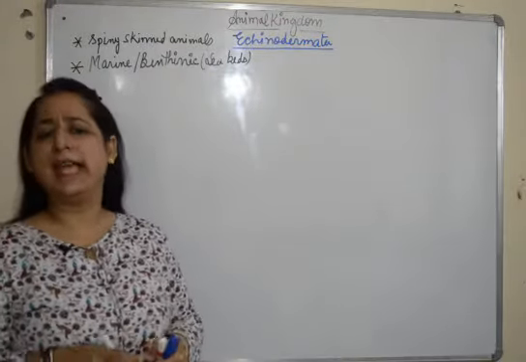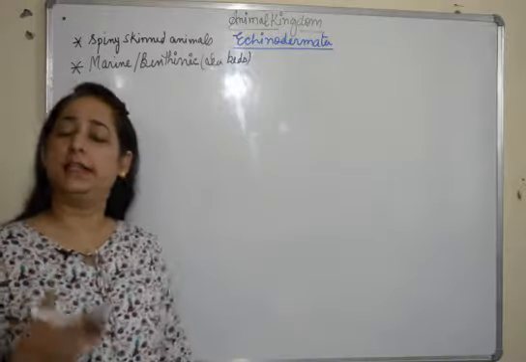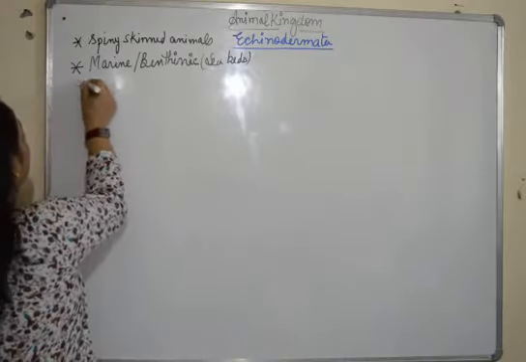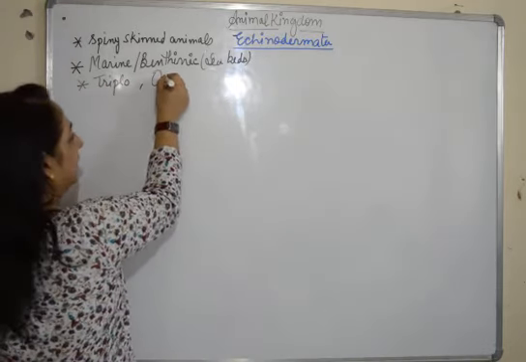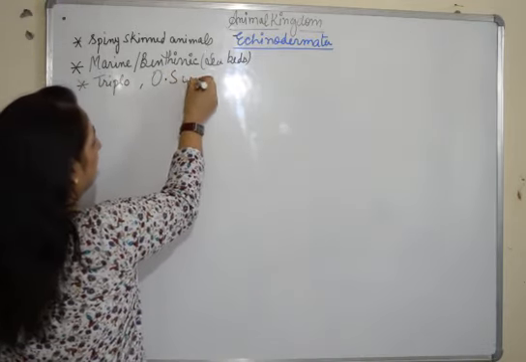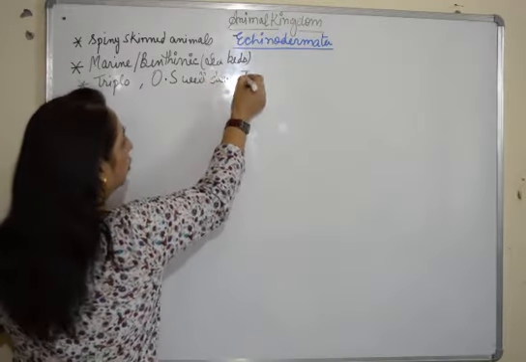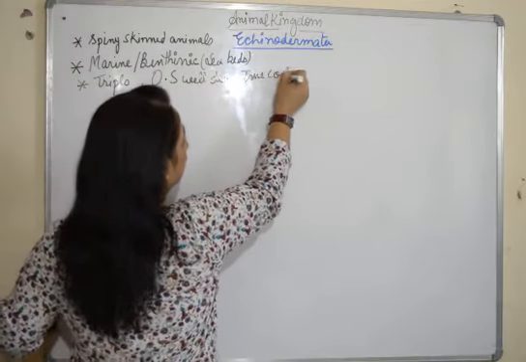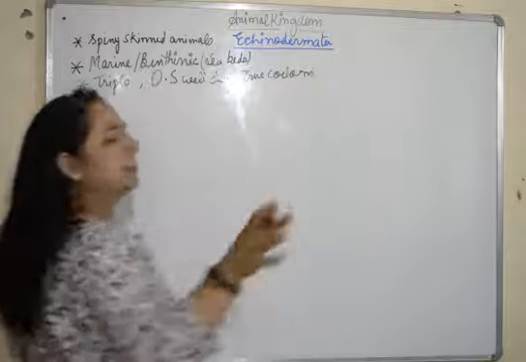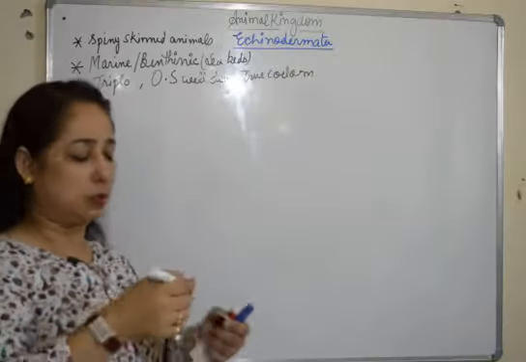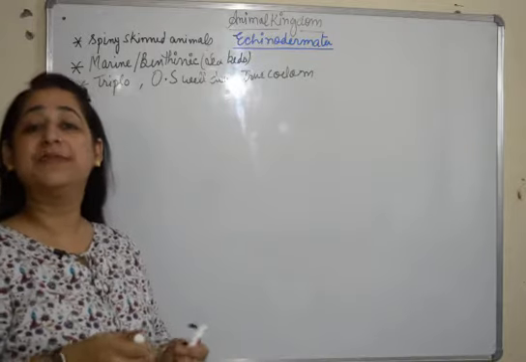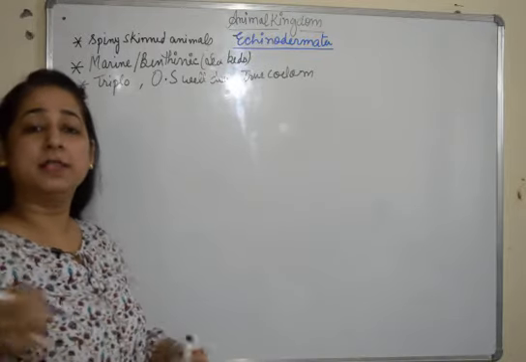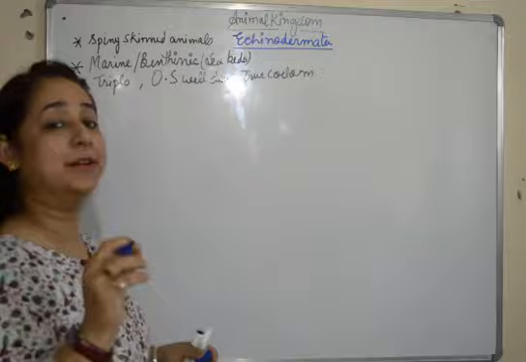Now the general characters: they are triploblastic. I'll just write it down. They are triploblastic. They have well developed organ systems. They have a true coelom. So these general characters remain common for almost all the higher phyla. Now we are going to talk about specific systems and specific important characters of echinoderms only.